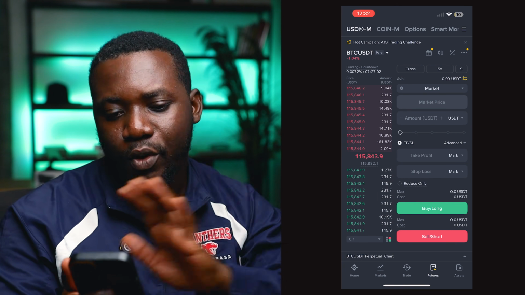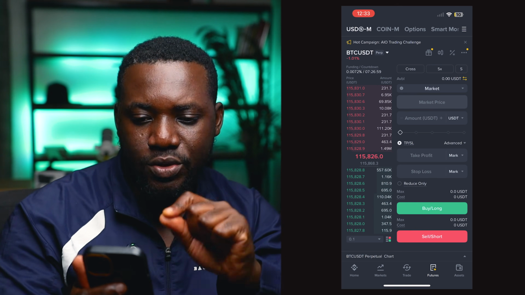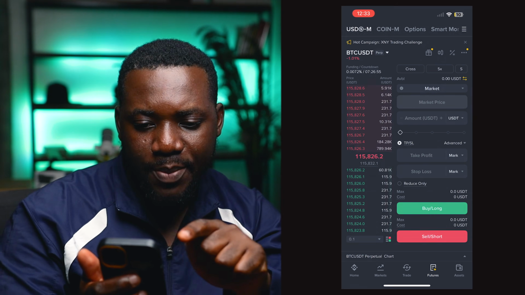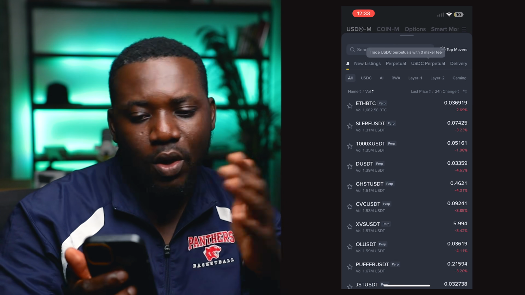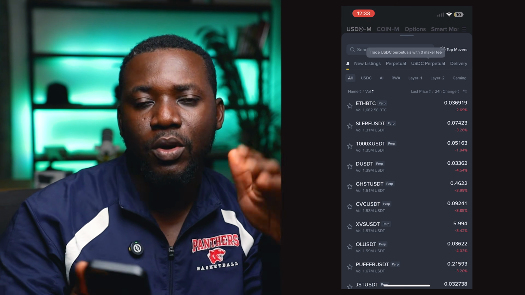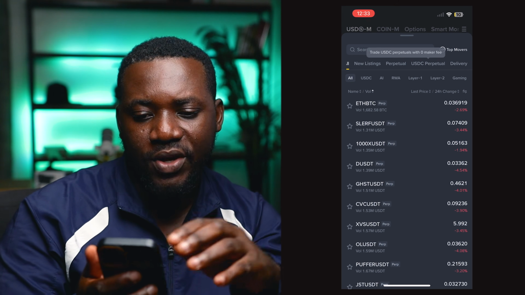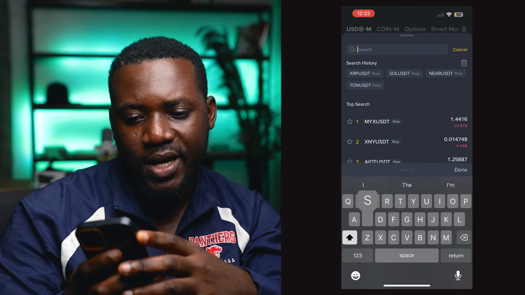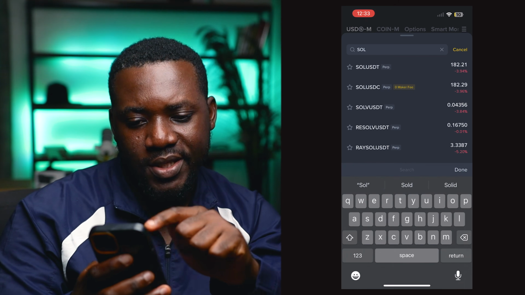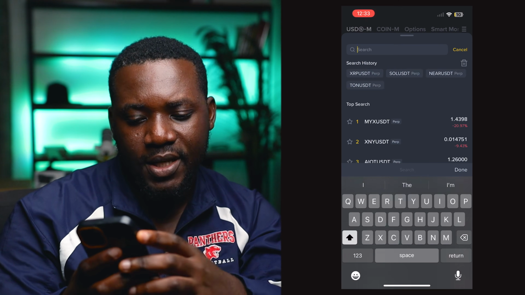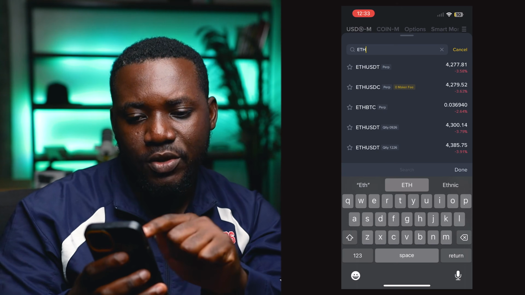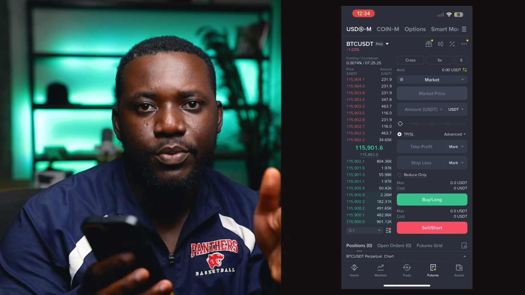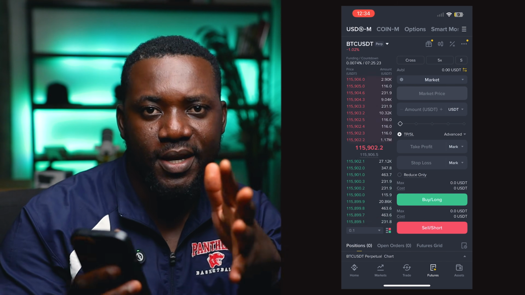Now from here you'll be able to trade on the futures market, but the question is how. Before you get confused, what you need to pay attention to is this BTC USDT over here. If you tap on there, it will give you a full list of all of the assets that are available on the futures market on Binance. So over here, you'll be able to search any currency at all. If you want to trade Solana, you will see SOL USDT. If you want to trade, let's say Ethereum, you will see ETH USDT.